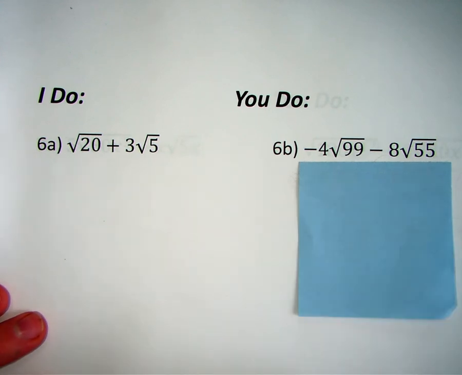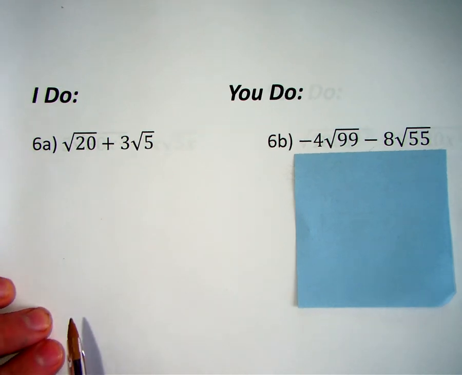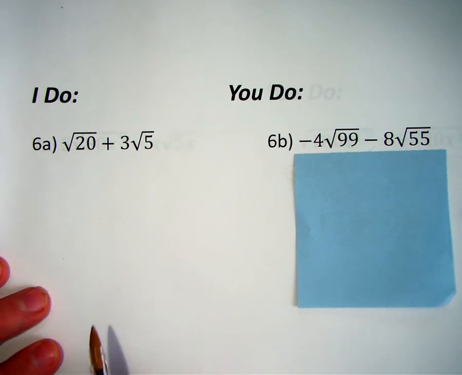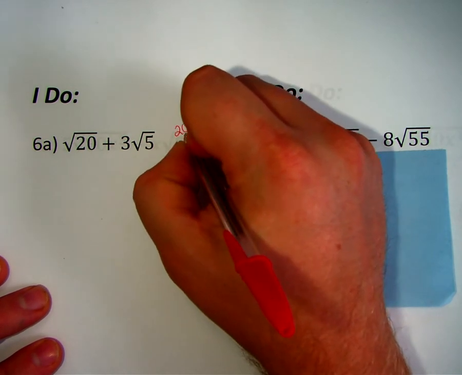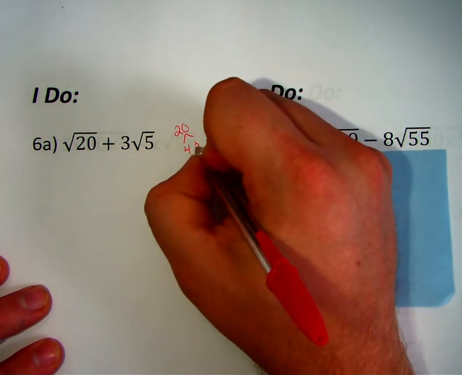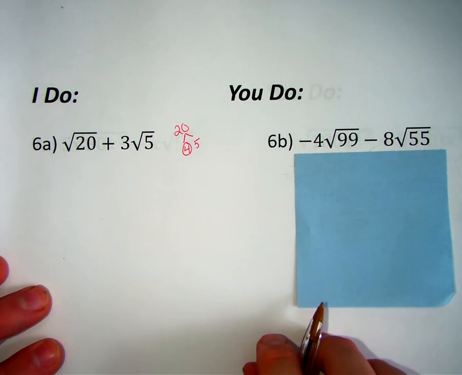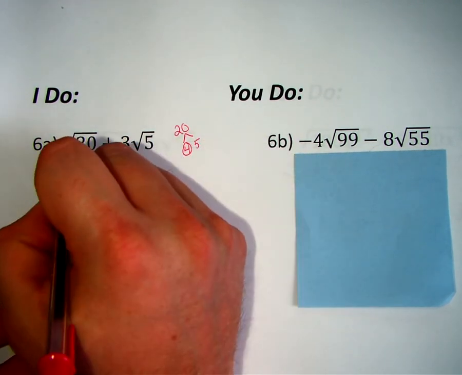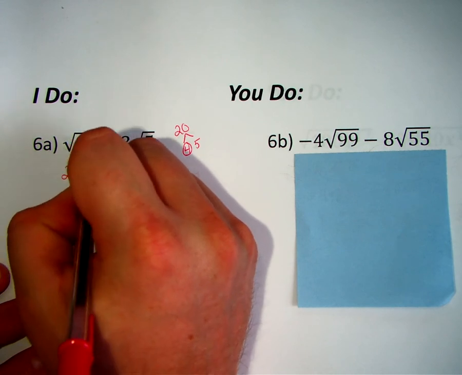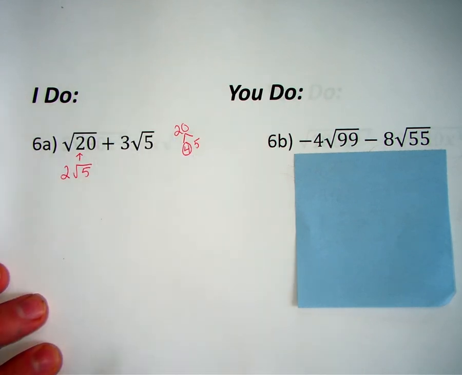Well, those aren't like terms. That's a 20, that's a 5. That'd be kind of like saying A and B. This is one of those examples where we need to factor down or simplify that radical to see if it will end up having a like term. So 20 is going to factor down to 4 and 5, where 4 is a perfect square. So the square root of 4 gives me 2 times root 5. That's the simplified version of root 20.